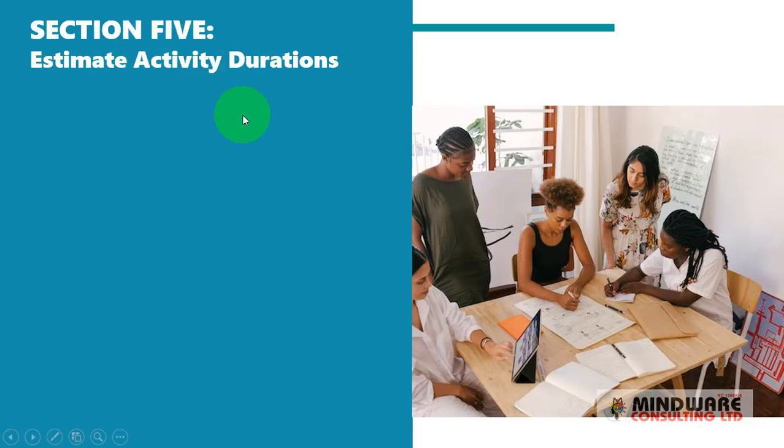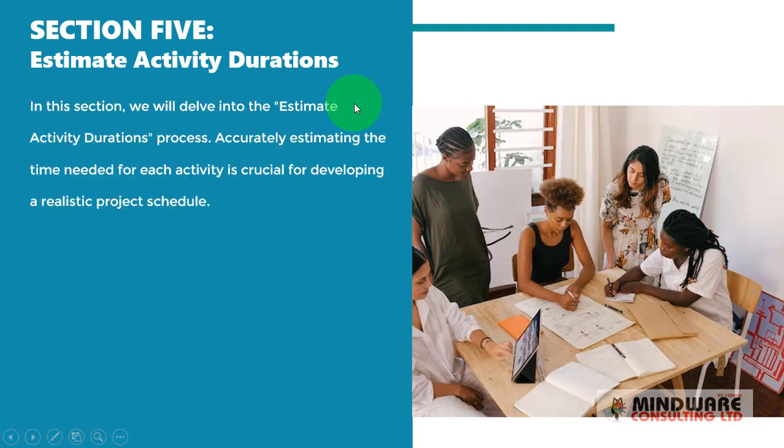Welcome to section 5. Now here we're going to be discussing estimate activity durations. In this section we'll dive into the estimate activity durations process. Accurately estimating the time needed for each activity is crucial for developing a realistic project schedule. Now pay attention because this is very important. For you to be able to have a realistic project schedule, you need to be able to accurately estimate the time needed for each activity.